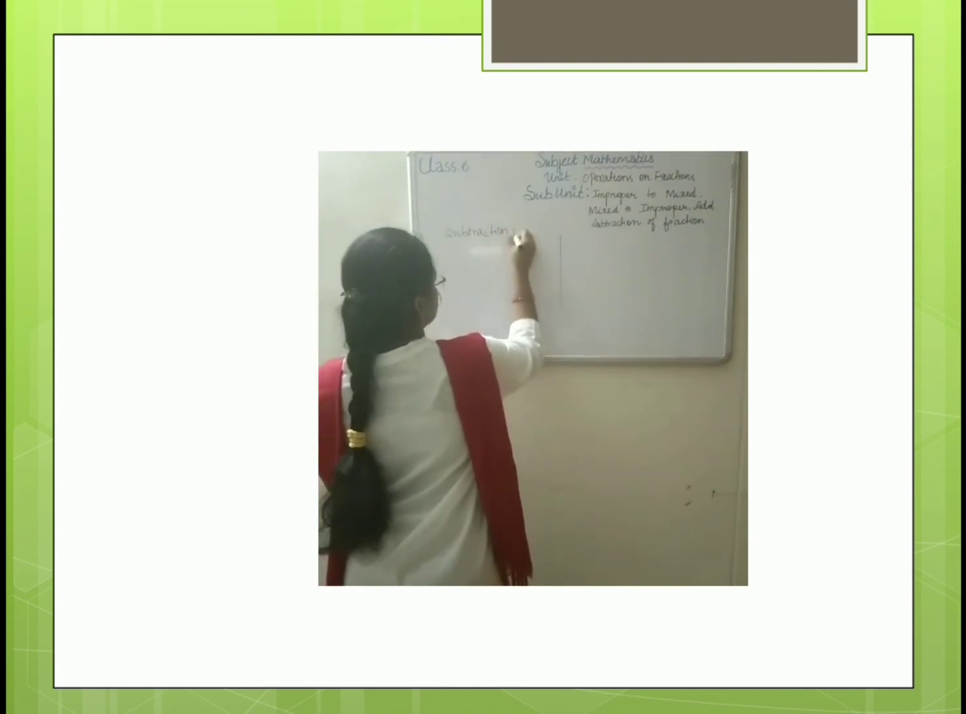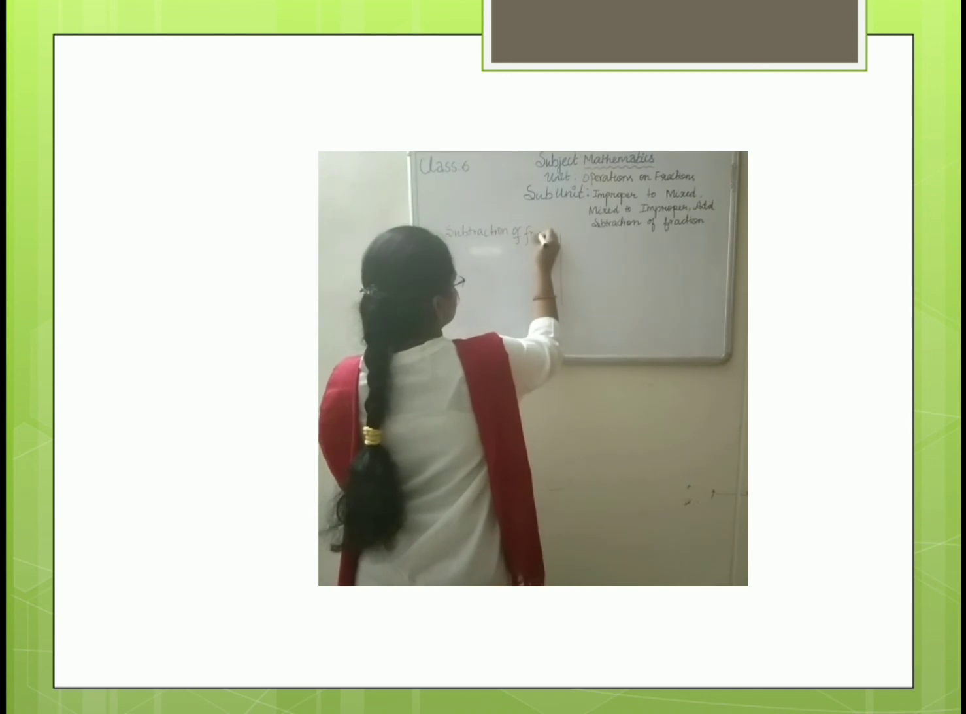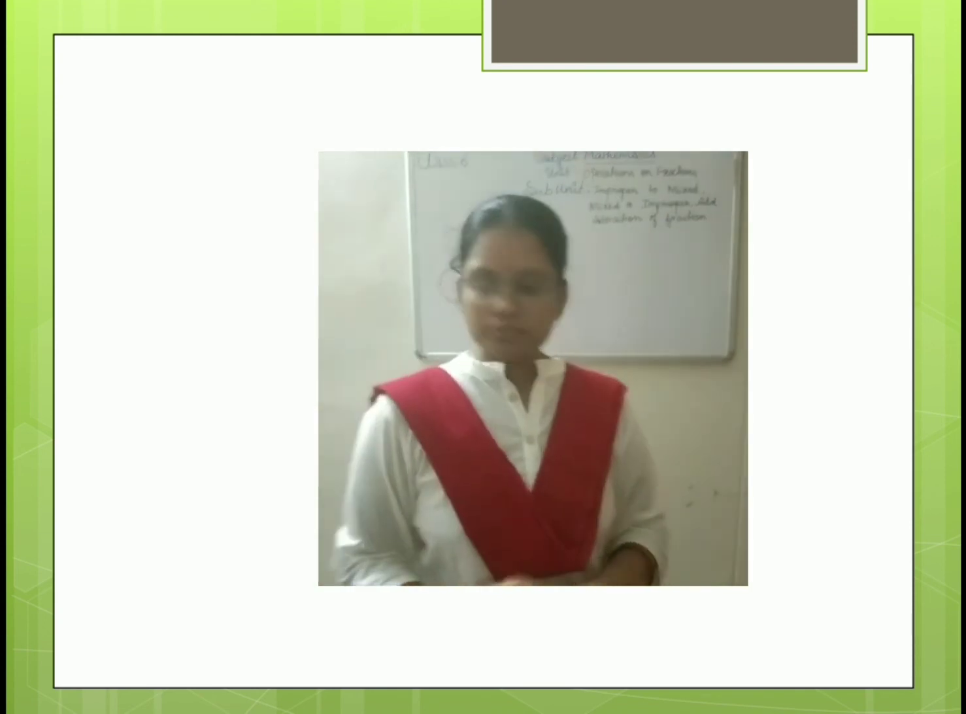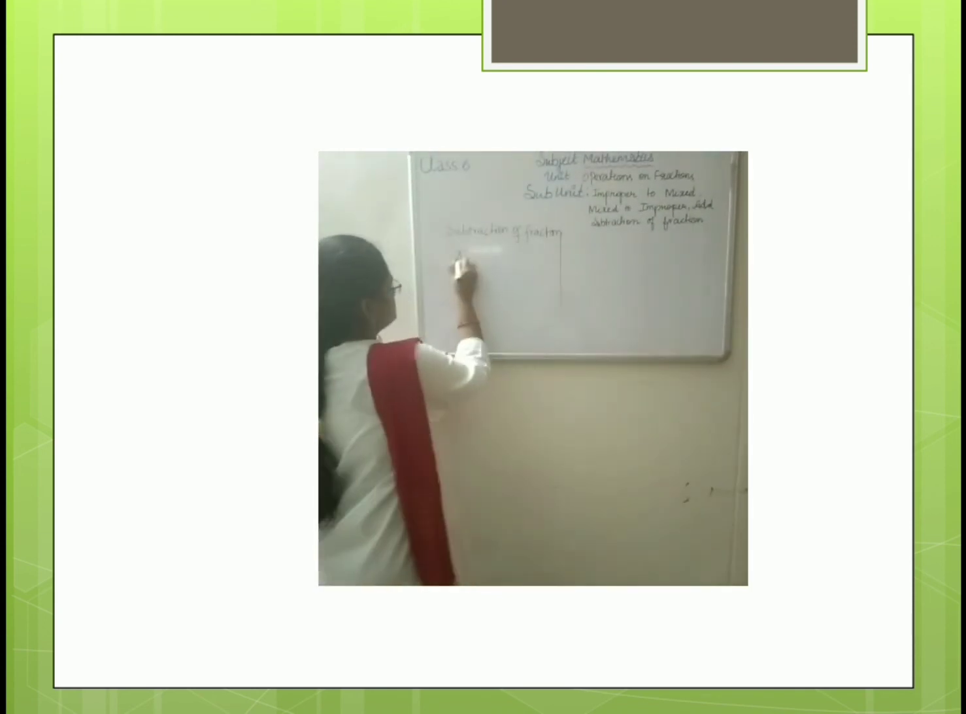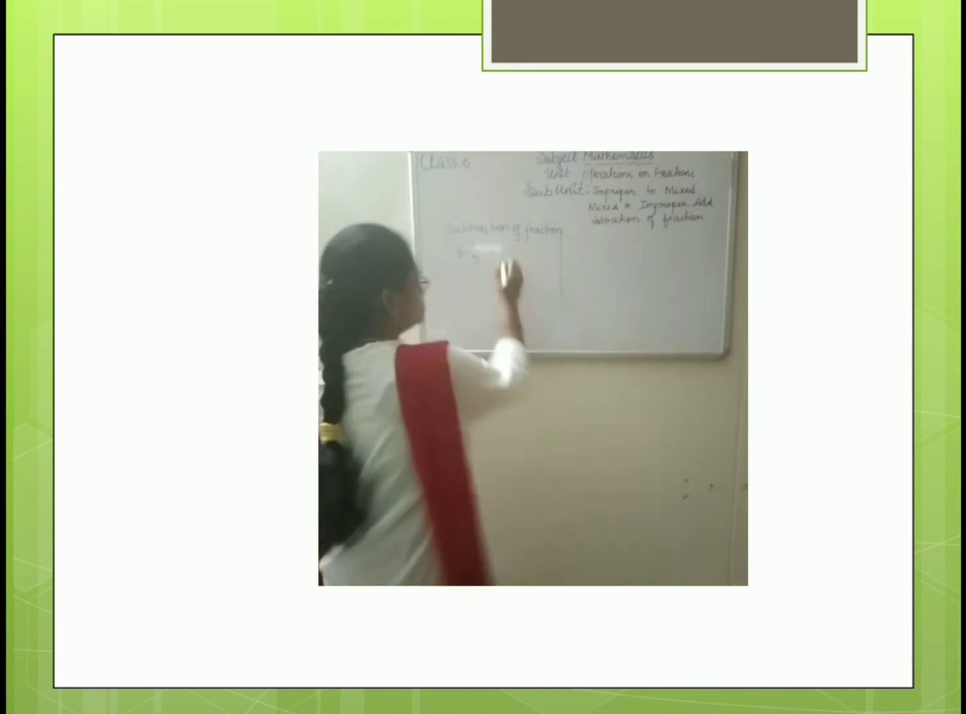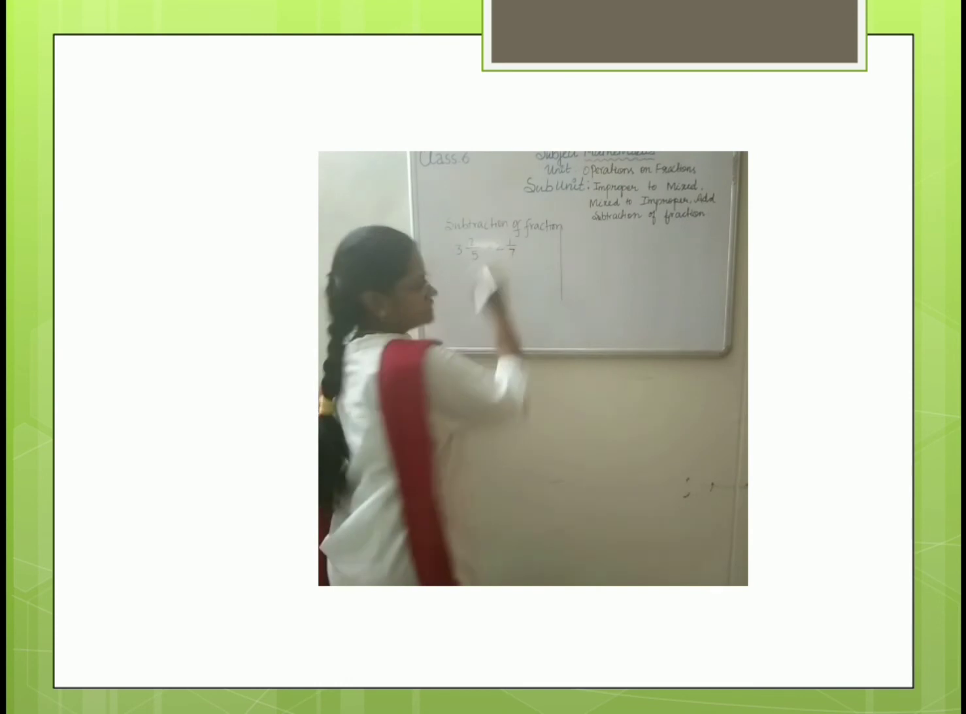Subtraction of fractions: 3 2 by 5 minus 2 1 by 5. This is what we are going to do the subtraction. First we will take, like we have done the addition of fractions, we are going to take the whole number separately.